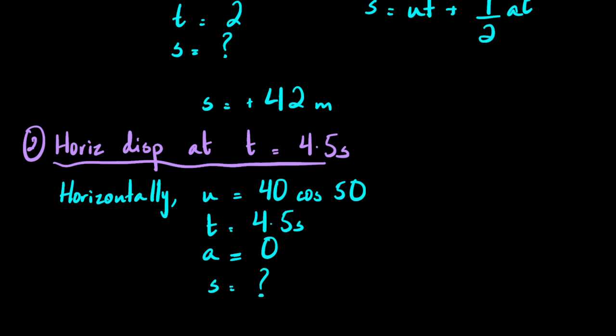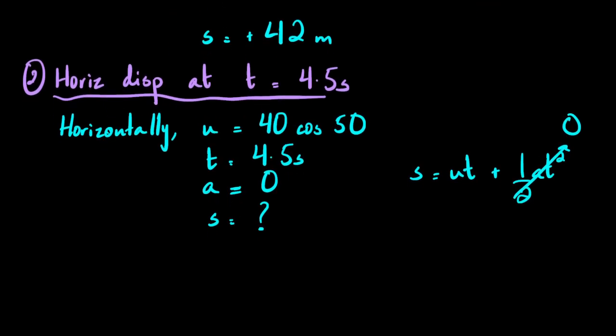So again we would use the same equation, s equals ut plus half at square. But this one is going to be even easier to work through, because with a being 0, this entire term will also turn out to be 0. So for no acceleration, for constant speed, we just need to multiply the speed by the time. So 40 cos 50 times 4.5. This value turns out to be 115.7, or just to 2SF this will be 120 meters.